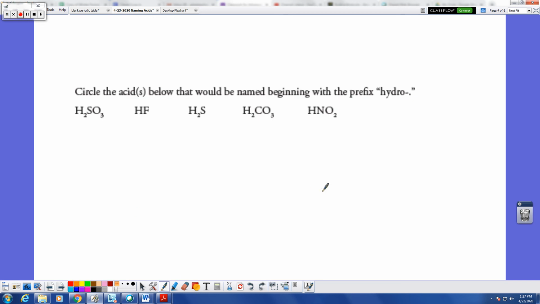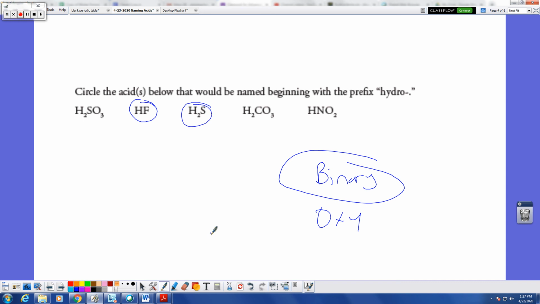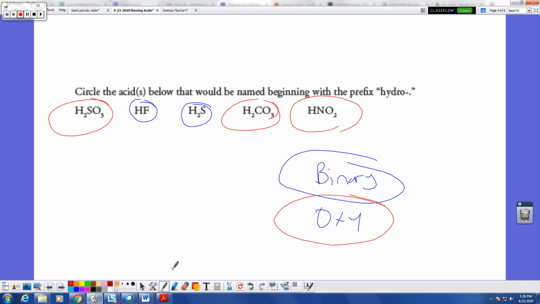So, which of these acids would be named beginning with hydro? Well, hydro is used for naming which ones? Your two choices are binary or oxy. It's binary. Hydro acids have no oxygen, have no O. Hydro acids have no O. So that would be this one and this one. And then I'll go ahead and mark these others in another color. The oxyacids would be this one and this one and this one.